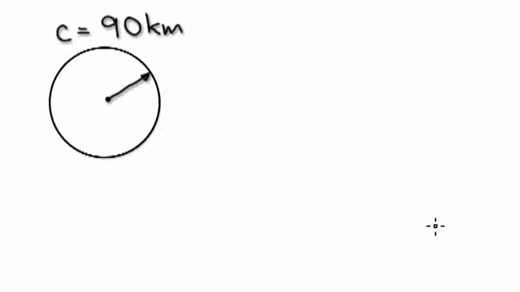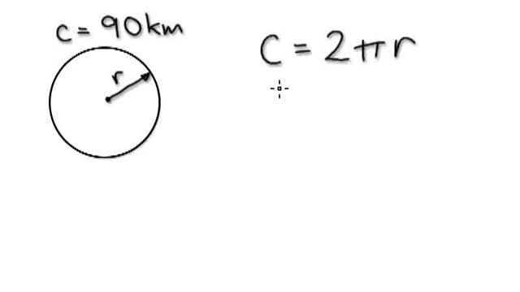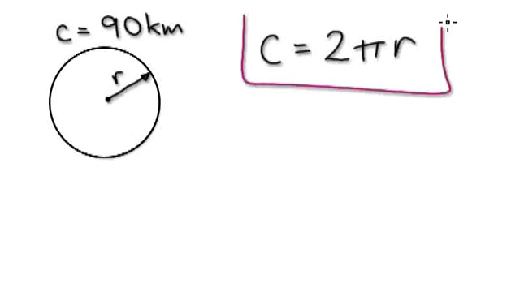Okay, this one here, the circumference is 90 kilometers. Work out the radius. So start with the formula, C equals 2 pi r. Sorry, yeah, the formula is 2 pi r. We'll work out the radius. So press pause and have a go.